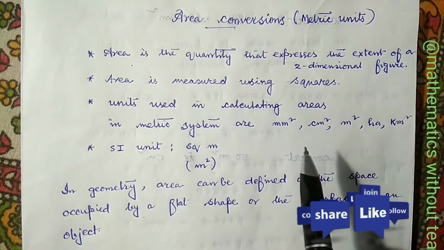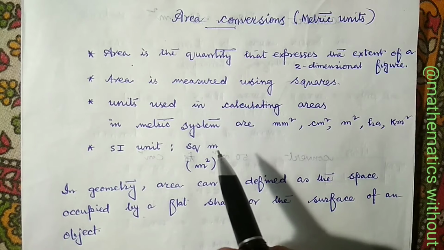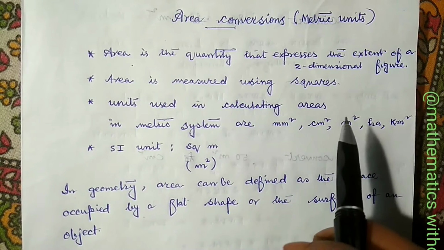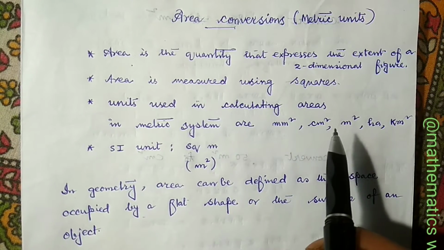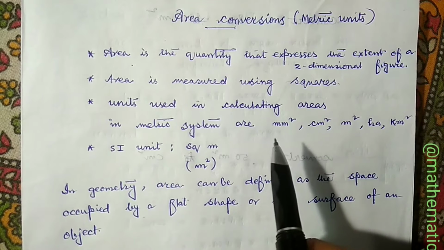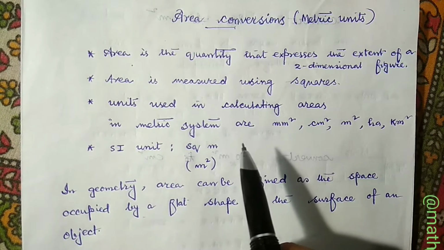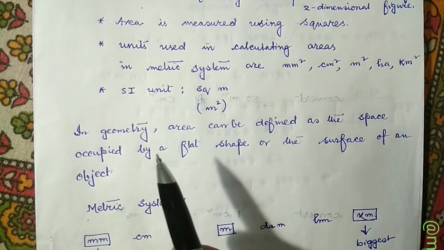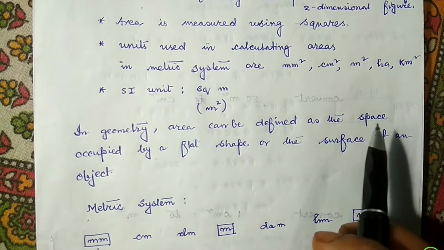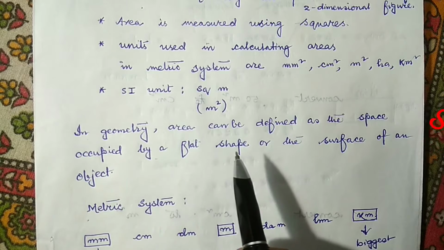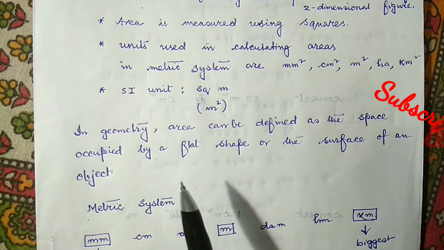Many units are there. In most of the exams, students cannot convert from, say, meter square to hectare or hectare to meter square, and this type of conversion. I hope after watching this video, this confusion will go forever. In geometry, what is area? Area can be defined as the space occupied by a flat shape or the surface of an object.